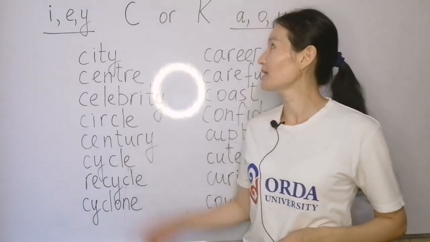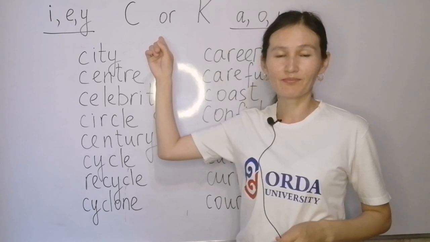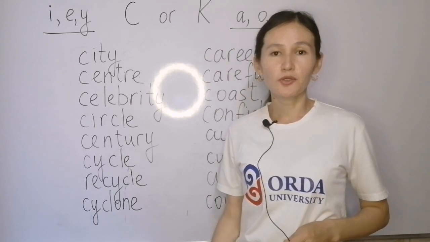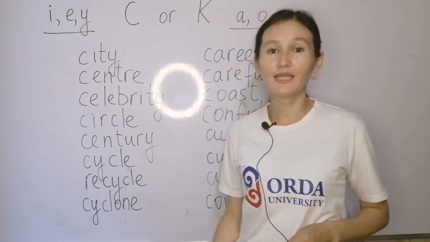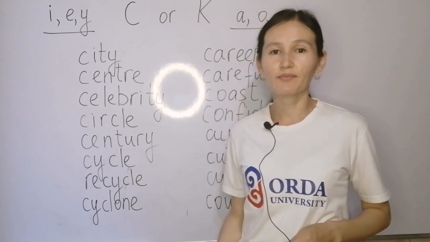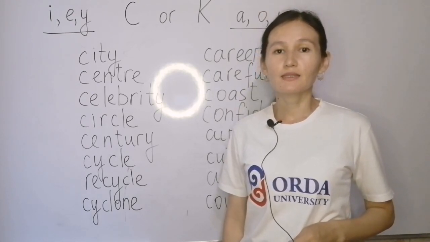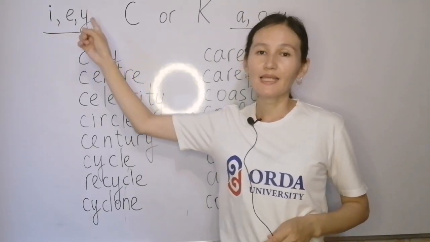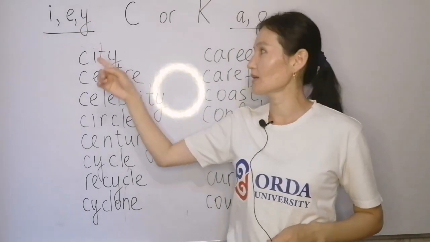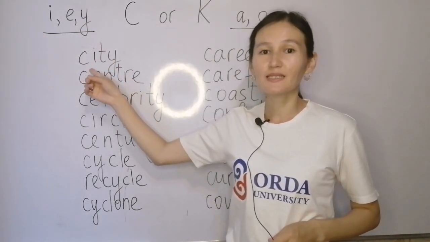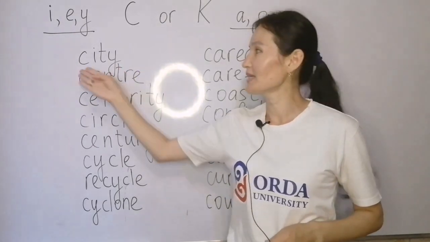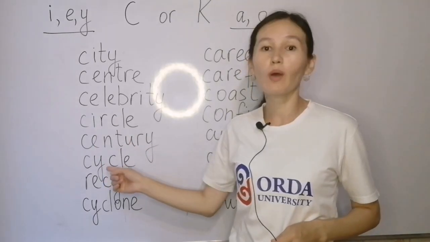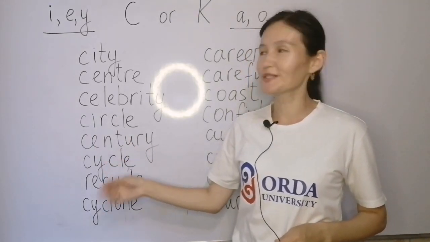Okay, in this lesson, I'm going to talk about letter C. Is it C or K? I know a lot of learners in the beginning get confused. Actually, there are some rules that we have to know. So, if there is I, E, or Y after letter C, it is pronounced like S. Yes, I, E, and Y. Let's read the words.